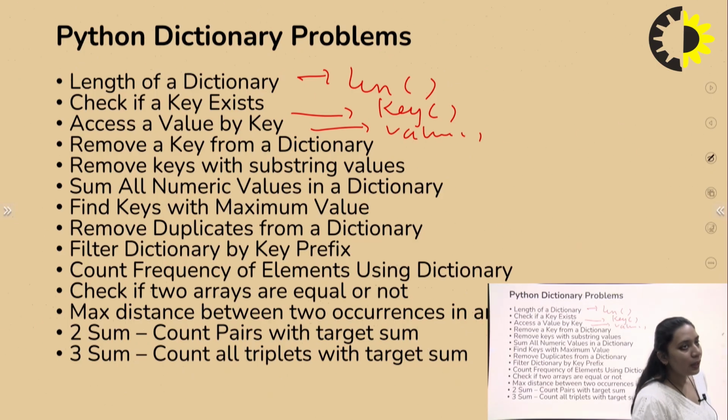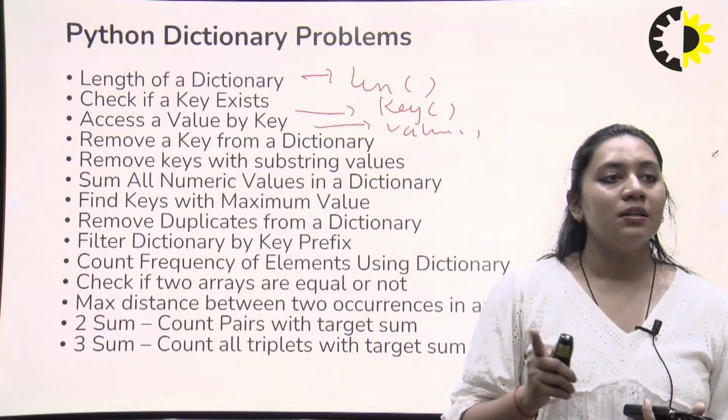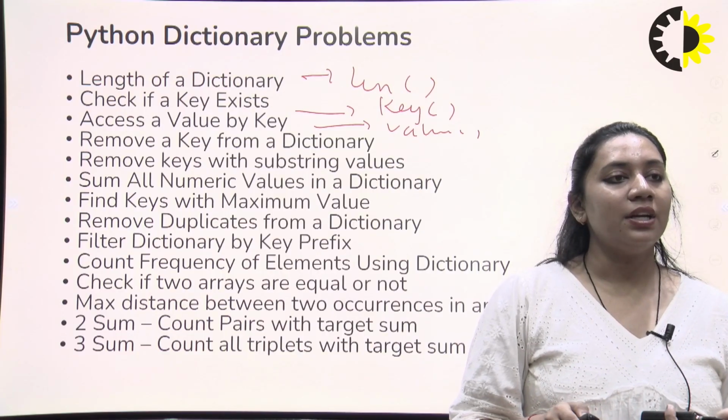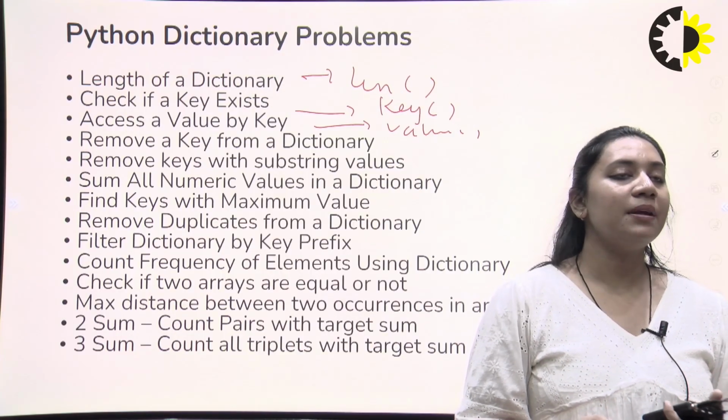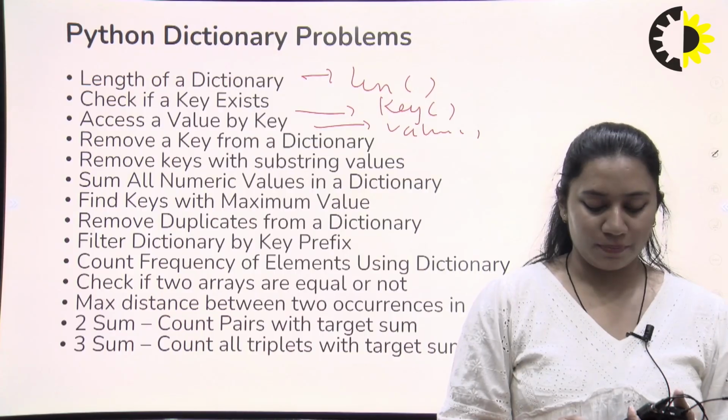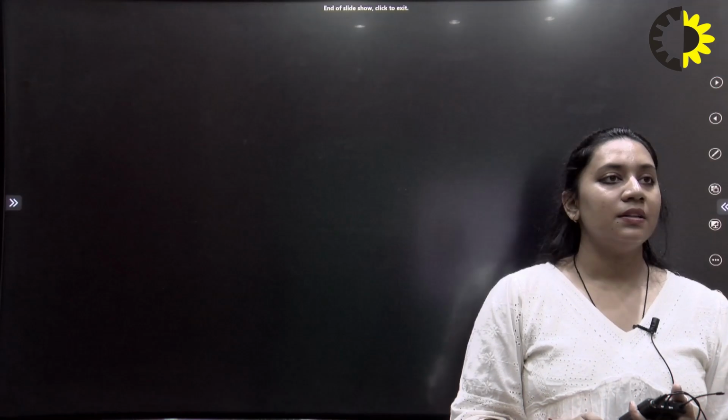Removing a key with a substring value, sum of all the numeric values in a dictionary, removing duplicate dictionaries, filtering the dictionary by keys, counting the frequency of elements, checking if two arrays are equal or not, maximizing the distance between two occurrences, 2 count pair sum and 3 count pair sum. All these various problems can be implemented with the dictionary. So thank you.